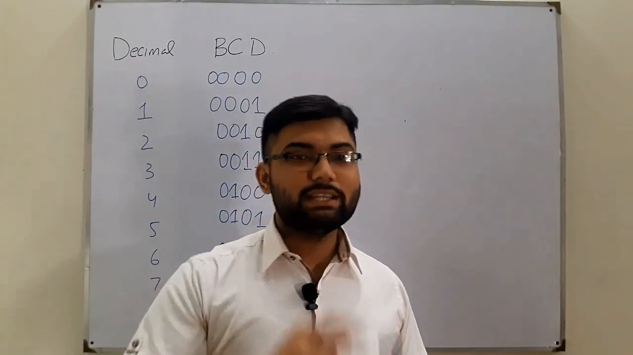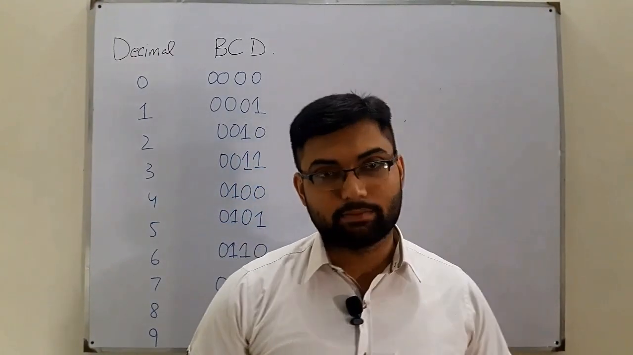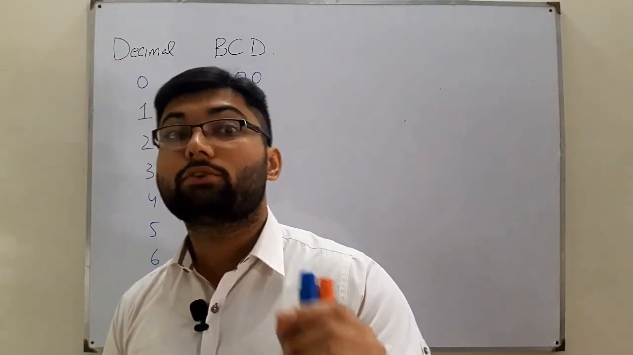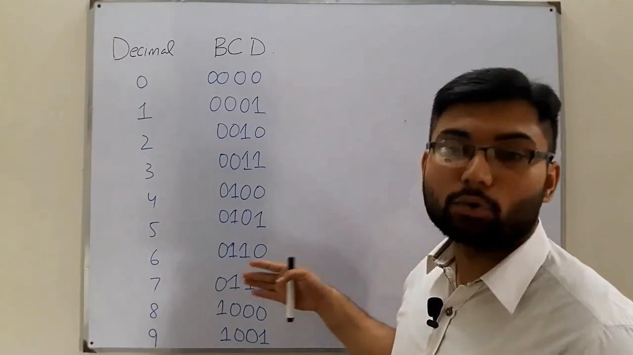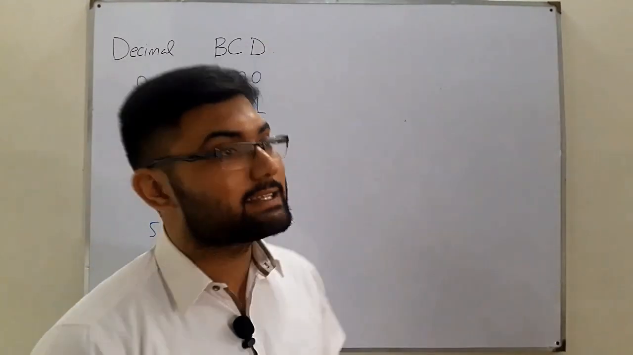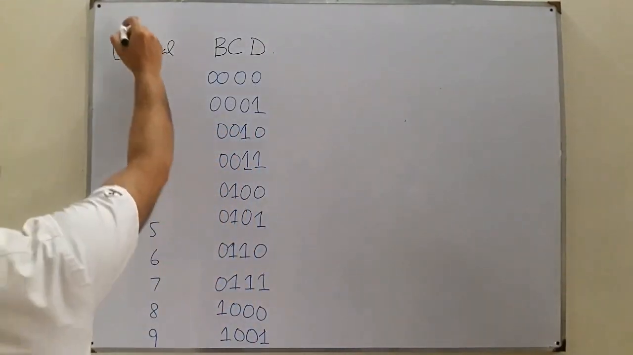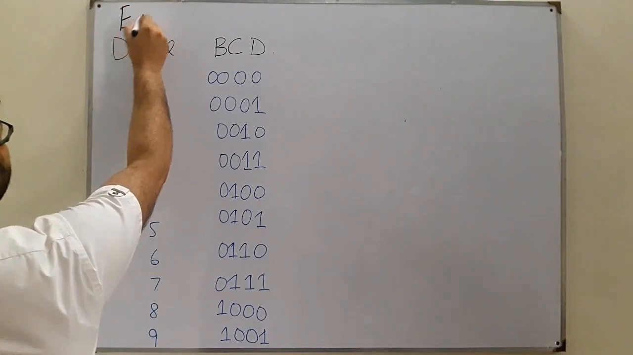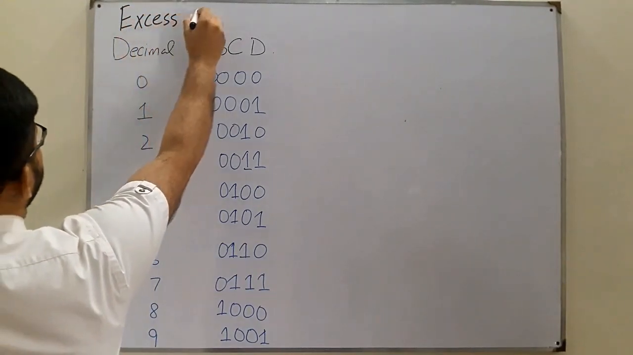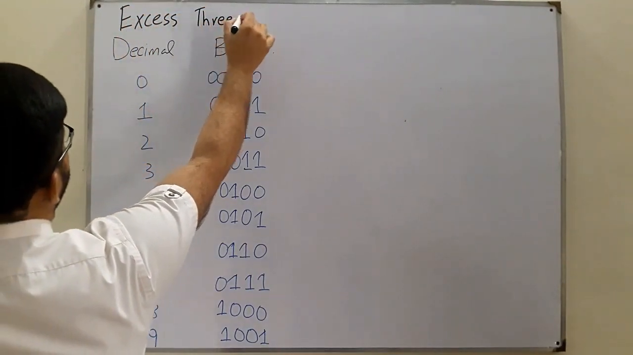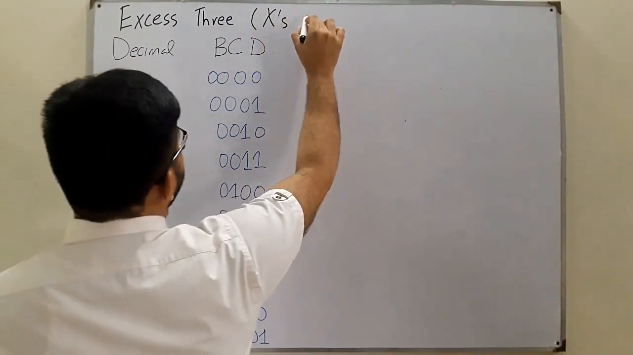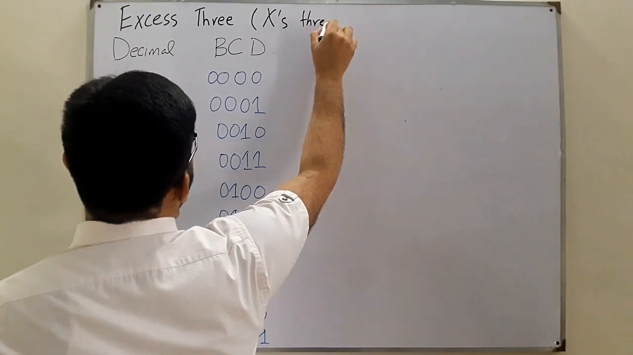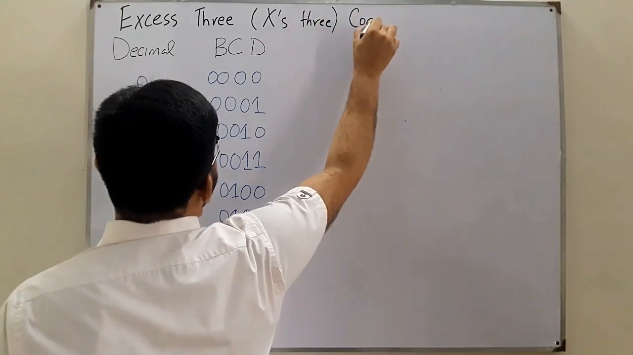Okay. We've seen the binary coded decimal, and in that we've seen the 8421 code in the previous lecture, which I've already written over here. And today we see the next, that is the Excess-3 code. In short, it's written as XS-3, Excess-3. And we have the Excess-3 code.